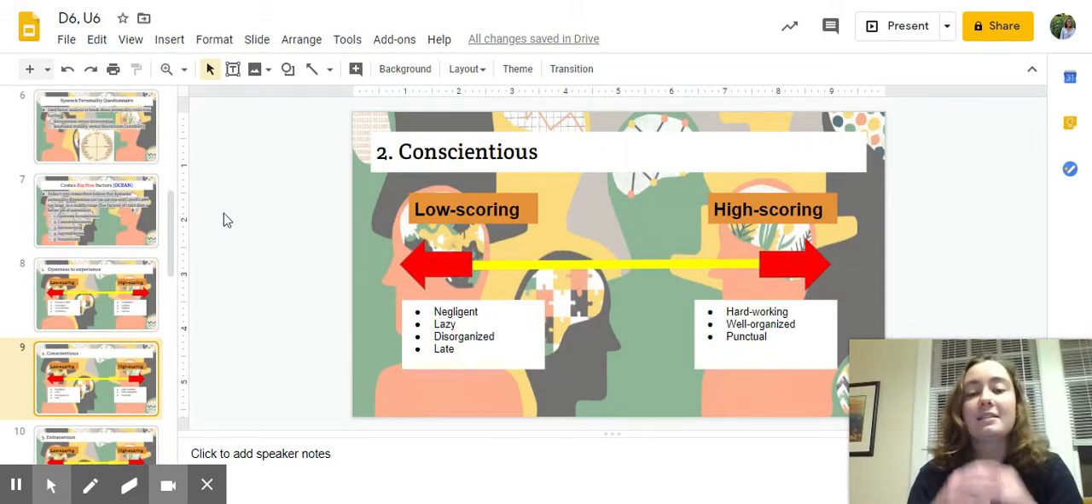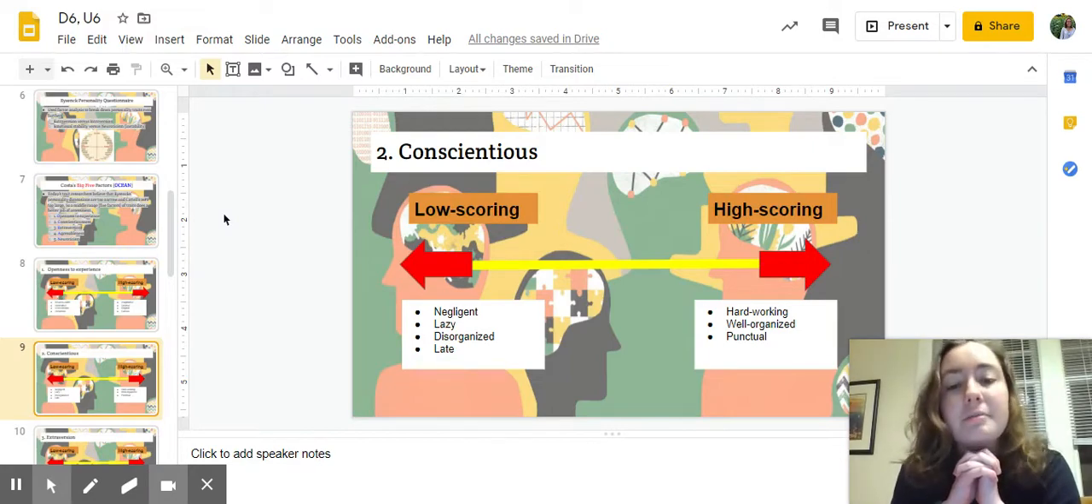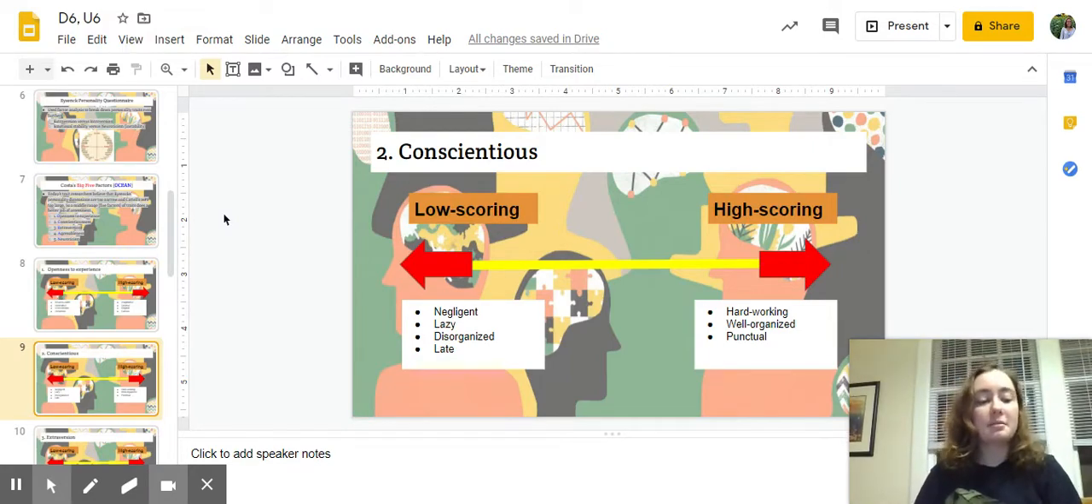Then second one, we have conscientiousness. If you're high scoring on this, you're a very diligent, reliable person. You're hardworking, well organized, punctual. You are someone that I would want to work with in a group project because this is someone you can count on. If you're low scoring, then you're more negligent, lazy, disorganized. Maybe you're late, you're not very punctual. So you're more of a mess and not so reliable.